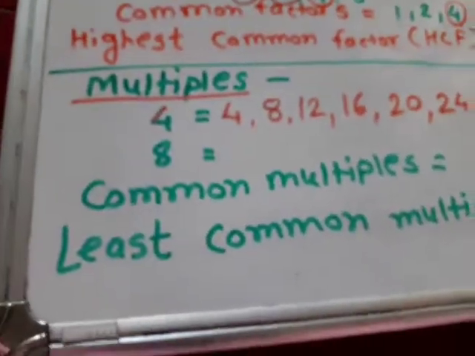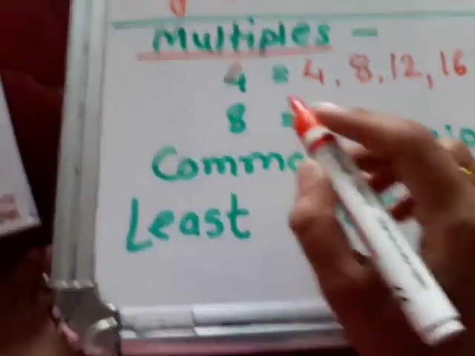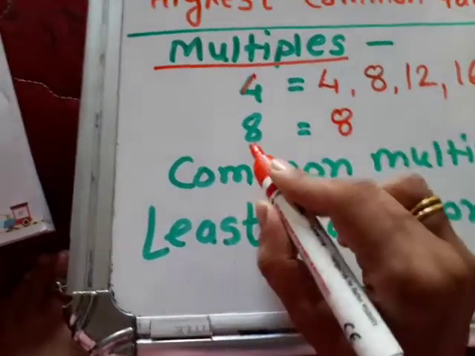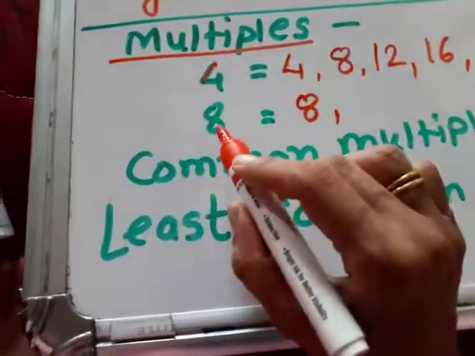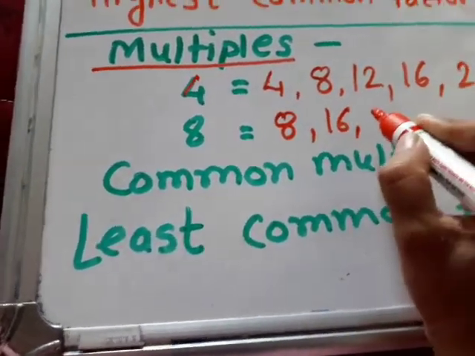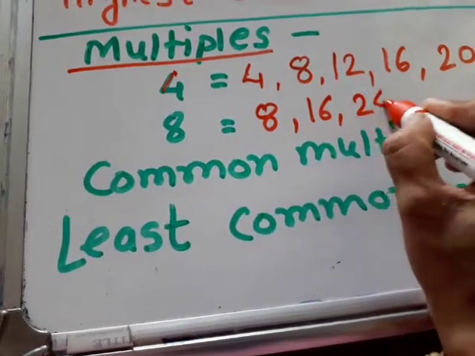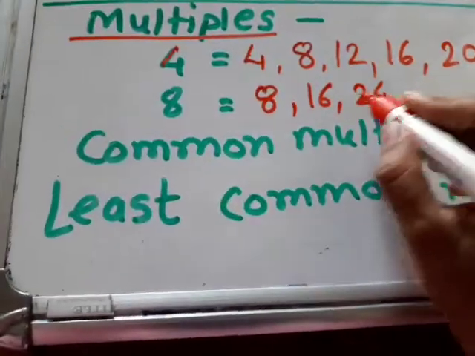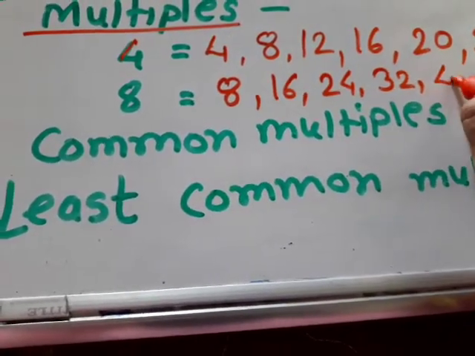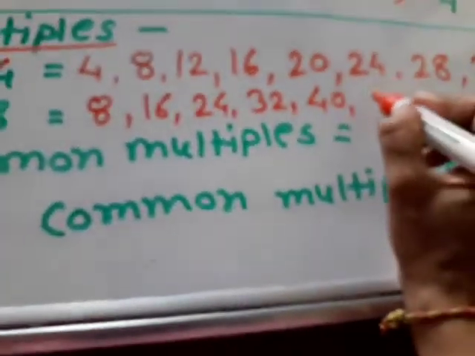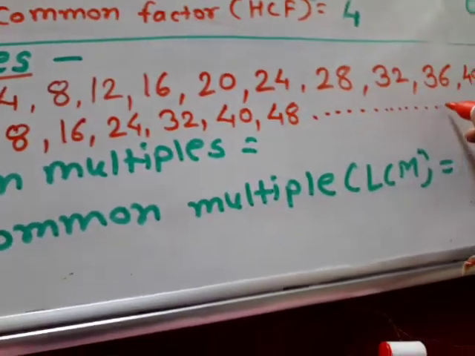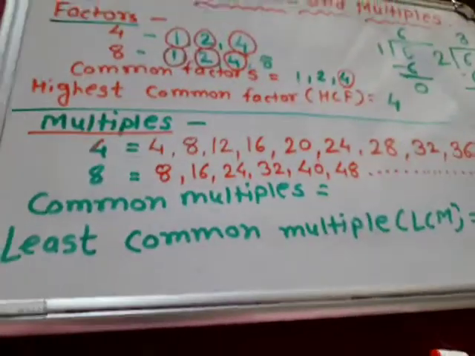Okay, now we find the multiples of 8. Again, first we start from 1. When we multiply by 1 we get 8. Then when we multiply by 2 we get 16. When we multiply by 3 we get 24. By 4 we get 32. By 5 we get 40. Then we multiply by 6, we get 48, and so on. Again there is no limit for the multiples of 8.